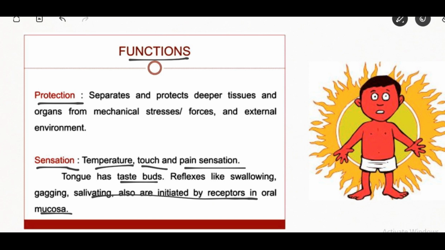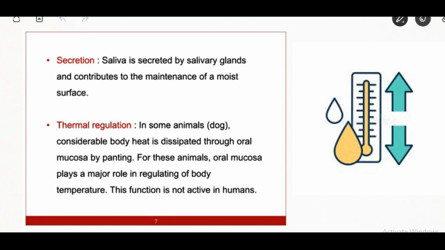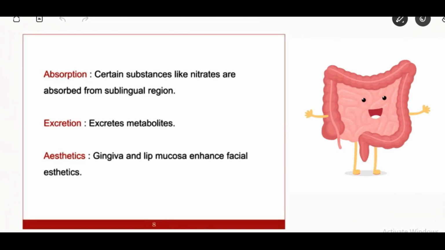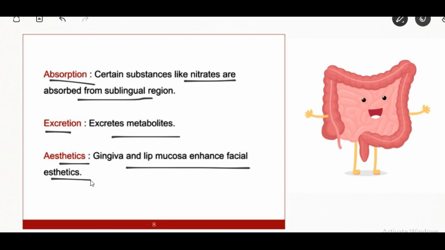Secretion. Saliva is secreted by salivary glands and contributes to maintenance of a moist surface. Thermal regulation. In some animals like the dog, considerable body heat is dissipated through the oral mucosa by the effect known as panting. So for these animals, the oral mucosa plays a major role in regulating body temperature. Drugs like nitrates are absorbed from the sublingual region. Gingiva and lip mucosa enhance the facial aesthetic form. So all these are the functions of the oral mucous membrane.